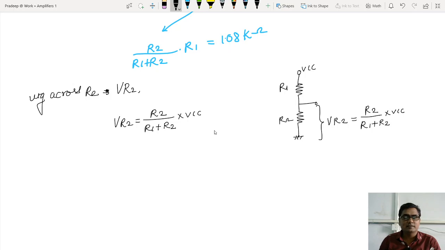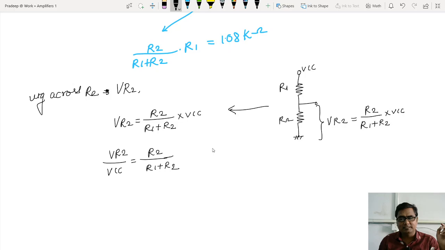That's the equation you generally write in your network analysis, so I did the same thing here: voltage across R2. Is there any other way to write the value of VR2? Yes, I have the way. But before that, let me simplify this equation. VR2 divided by VCC is equal to R2 divided by R1 plus R2. The VCC comes on the left-hand side, so it's a ratio now.